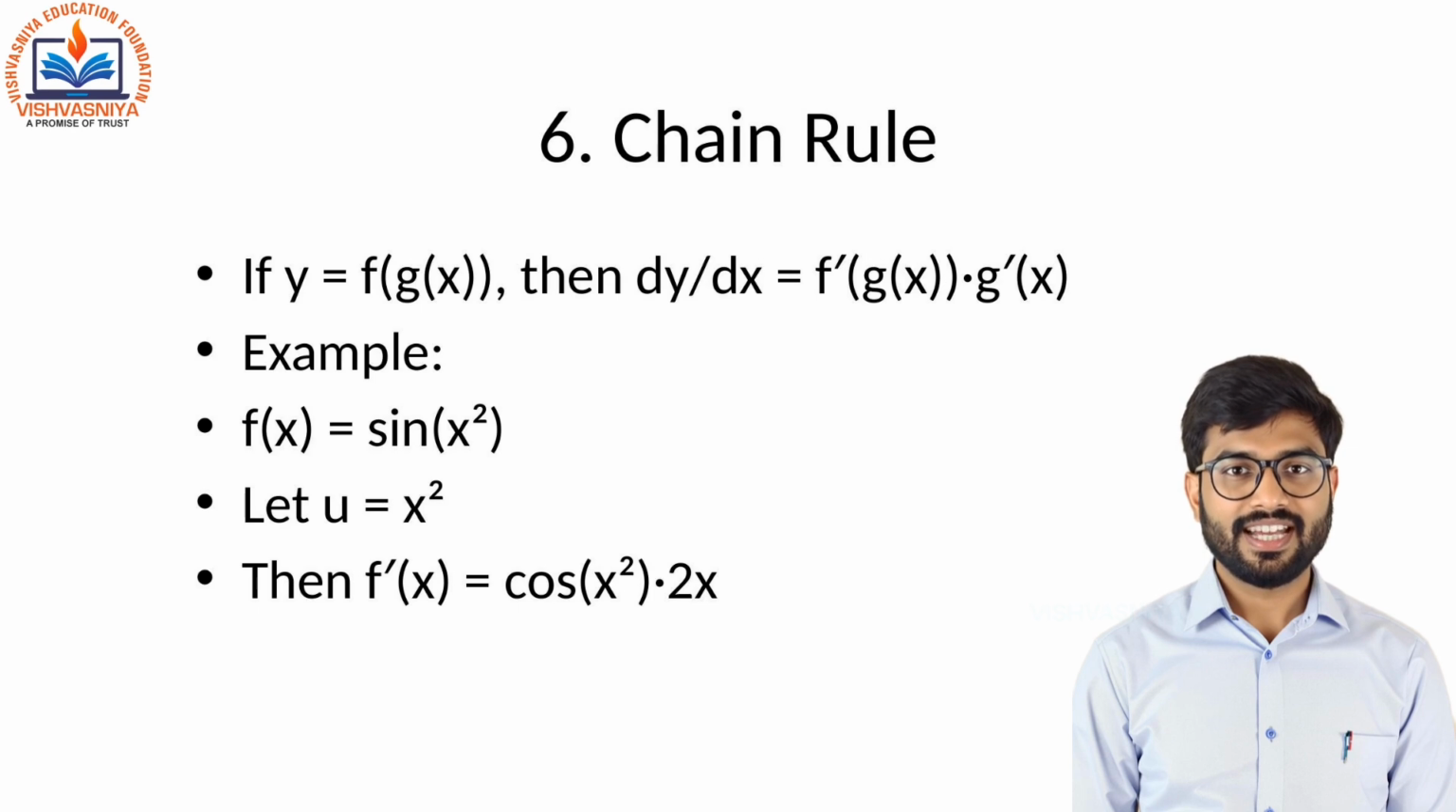Chain rule: if y equals f of g(x), then dy by dx equals f prime of g(x), times g prime of x. Example: f(x) equals sin x squared, then f prime of x equals cosine x squared times 2x.